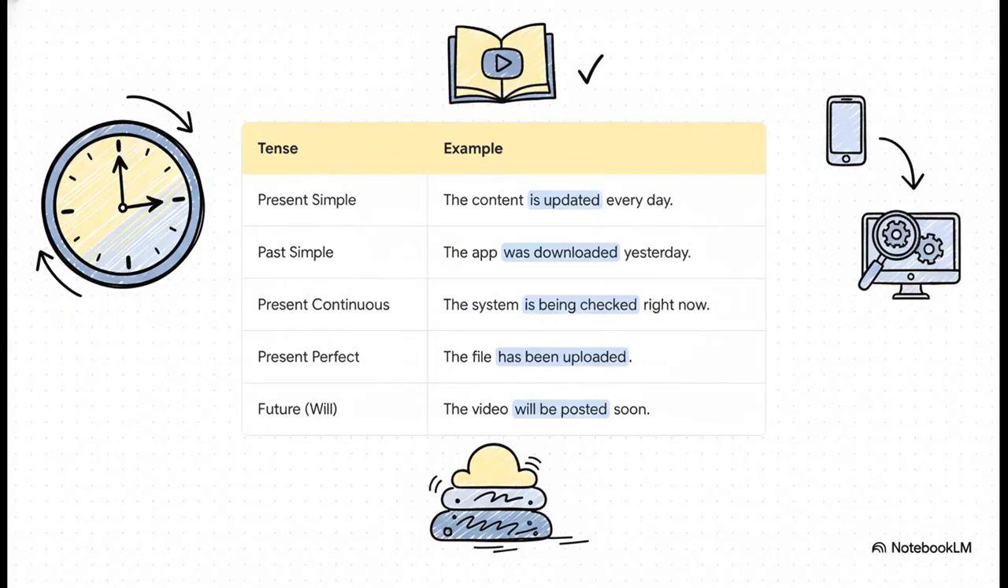Now, what's so cool about this formula is how flexible it is. The only thing you ever have to change to talk about different times is that little verb be. So for right now, it's is updated. For yesterday, it's was downloaded. If it's happening as we speak, it is being checked. And for the future, will be posted. But look closely. That main verb, the past participle, updated, downloaded, checked, it never, ever changes.